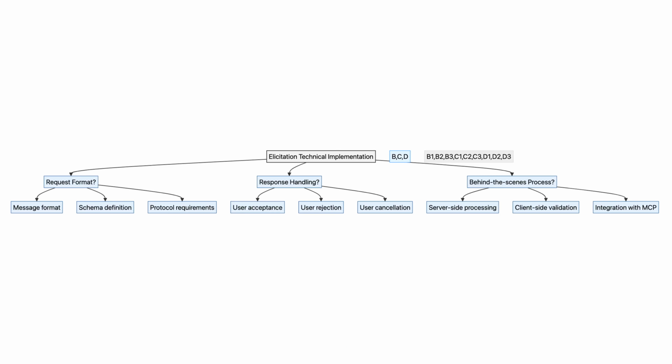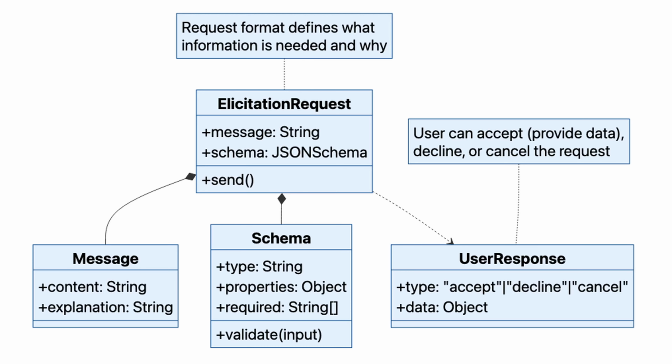Wait, so technically speaking, what's happening behind the scenes? Is there a specific format for these requests? And how does the user actually respond? Great question. Behind the scenes, an elicitation request has two main components, a message that explains what information is needed and why, and a schema that defines the expected data format. The server sends this request using the elicitation create method. Users can then respond in three ways. They can accept and provide the information, explicitly decline, or just cancel by closing the dialog. The system supports simple data types like text, numbers, booleans, and selection lists to keep things straightforward.